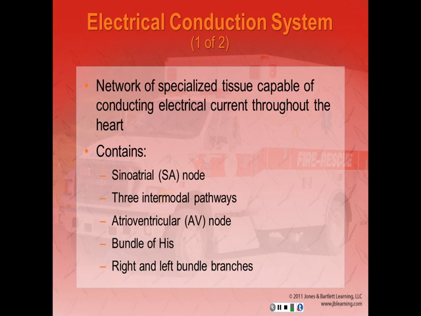The heart contains a network of specialized tissue called the electrical conduction system that is capable of conducting electrical current through the heart. The flow of electrical current through this network causes contractions of the heart that produce pumping of blood, and the process of electrical conduction occurs. The main function of the electrical conduction system is to create an electrical impulse and transmit it through the heart in an organized manner.